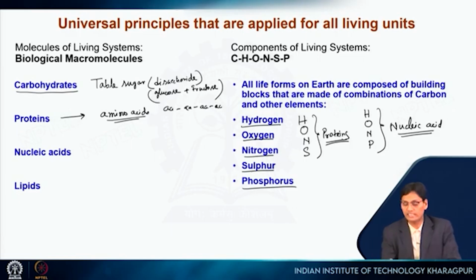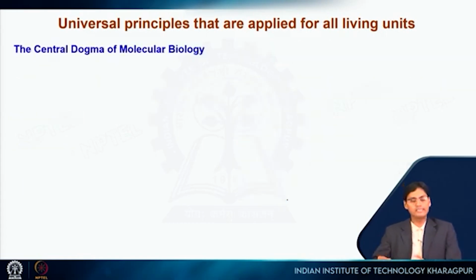As you can see here, sulfur we are putting in protein and phosphorus we are putting in nucleic acid, but the other three, hydrogen, oxygen, nitrogen, are present everywhere, in nucleic acid as well as protein. But I forgot to mention one thing that is present everywhere, that should be carbon, right? Carbon should be here. So here, carbon.